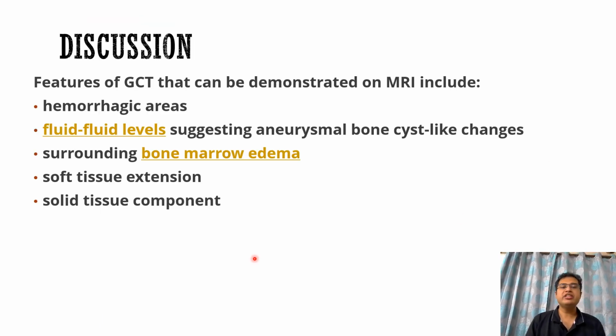So how do we differentiate a giant cell tumor from an aneurysmal bone cyst? The features on MRI include hemorrhagic areas, which are seen in both. Fluid levels are also seen in both. Surrounding edema was also seen in this particular case. But the soft tissue extension and soft tissue components are particularly seen in a giant cell tumor, which is not seen in an aneurysmal bone cyst. So the histopathology came and it was an aneurysmal bone cyst.